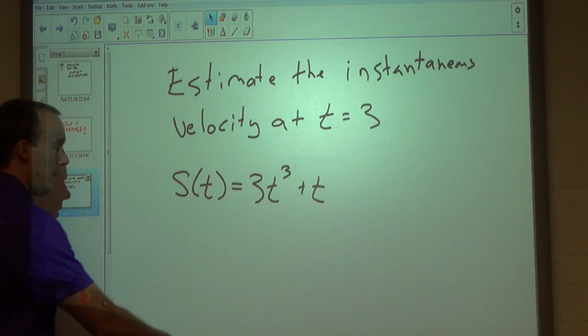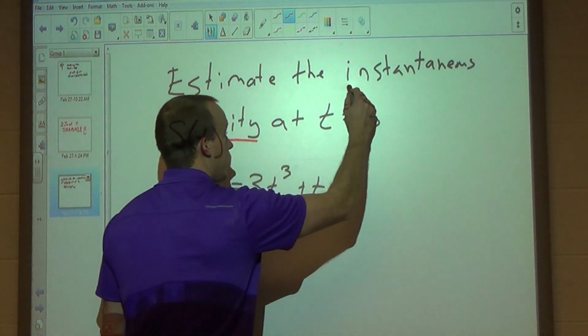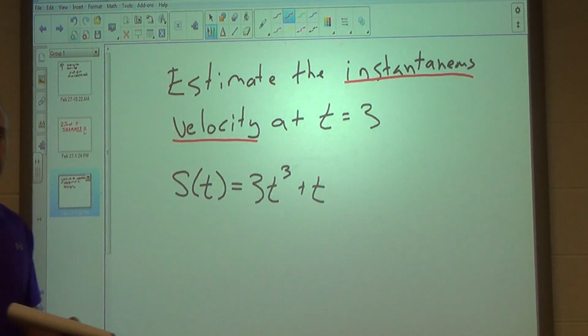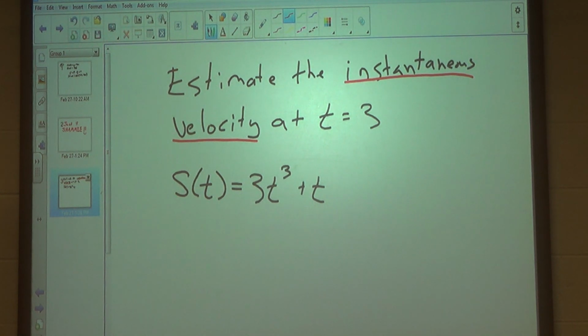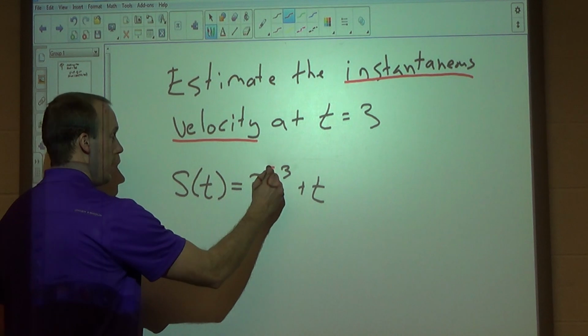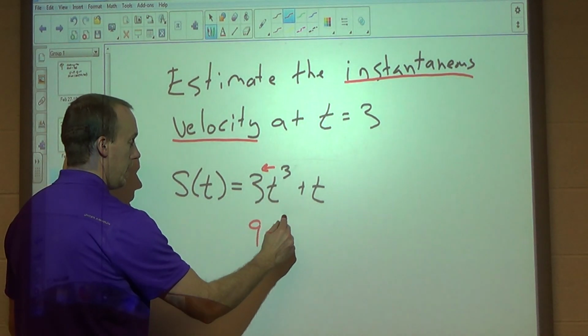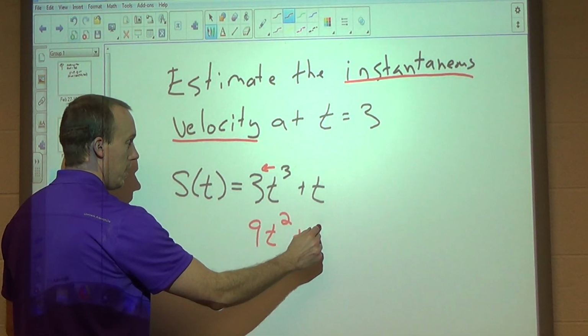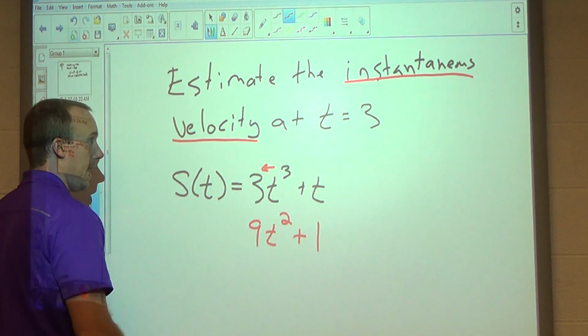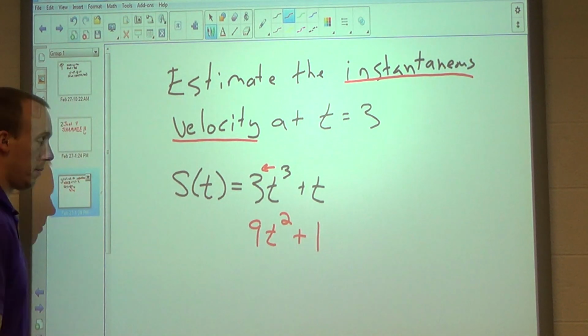So again, instantaneous velocity is the what? What's the theme of this test? The derivative. So what am I finding on this problem? The derivative, correct. So what would my derivative be? 9t squared. Yep, so 9t squared plus 1. Okay, and then how do I find it? Plug in 3.